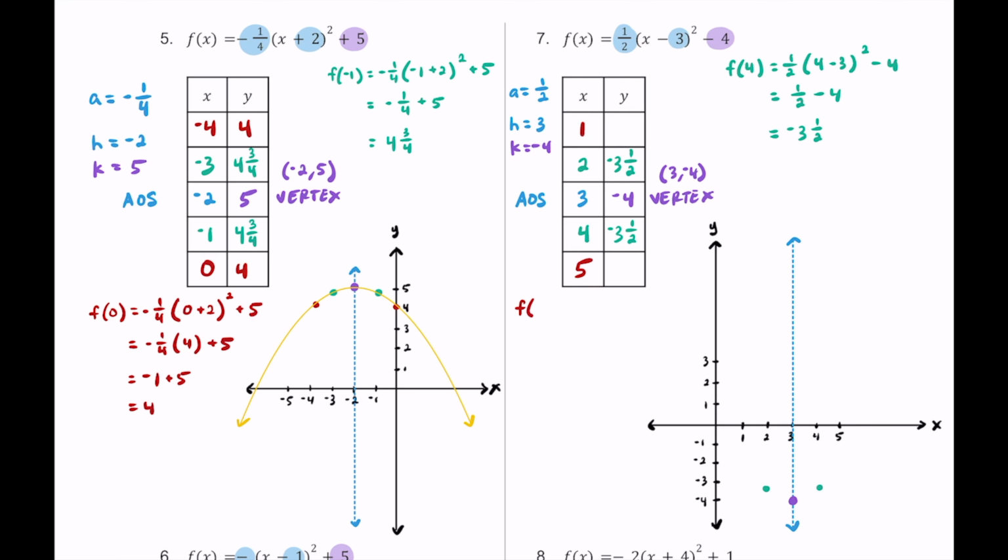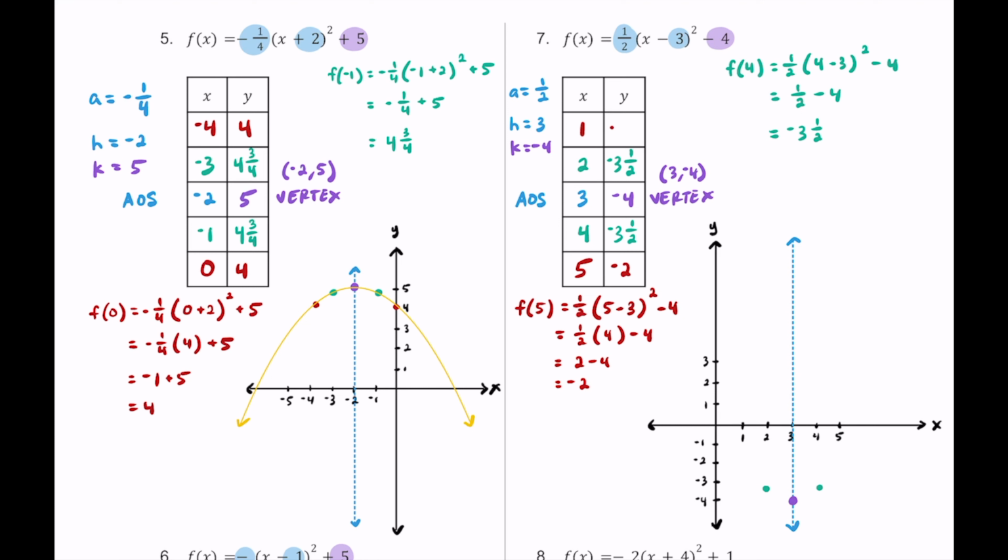So if we do f of 5, that's going to be 1/2 multiplied by this 5 minus 3, and that's going to be squared minus 4. 5 minus 3 is going to be 2. 2 squared is 4. So we're going to do 1/2 of 4 minus 4. Now 1/2 of 4 is just going to be 2, and then so 2 minus 4 is going to equal negative 2. So when x is 5, y is negative 2.